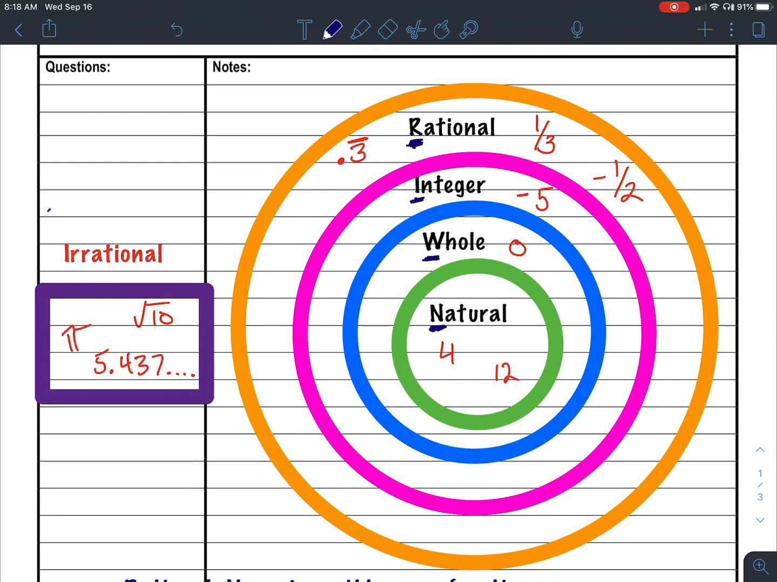So, you guys have all probably heard this example: rational, the orange circle, is like the United States. The pink circle are integers, which is like Texas. The blue circle, which is whole numbers, is like Fort Worth. And then the green numbers, which are natural, are North Side.